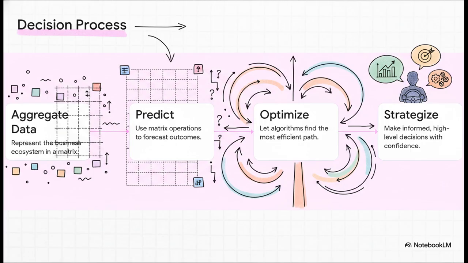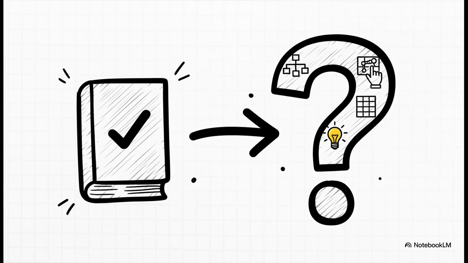Step 3 is automated optimization. Here, you use algorithms, many of which rely heavily on matrix operations, to find the absolute best possible solution to a problem, like how to minimize cost or maximize profit. And finally, step 4 is strategic planning. This is where you, the human decision maker, take all the incredible insights generated from this process and use them to make informed, high-level decisions. Mastering this loop, from raw data to a smart decision, is what's going to make you an invaluable asset to any organization.